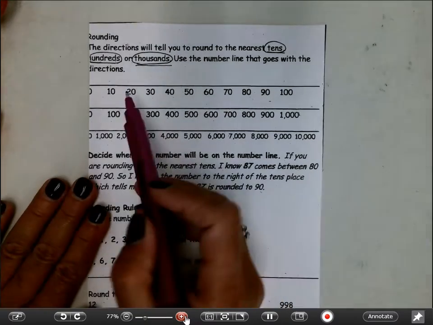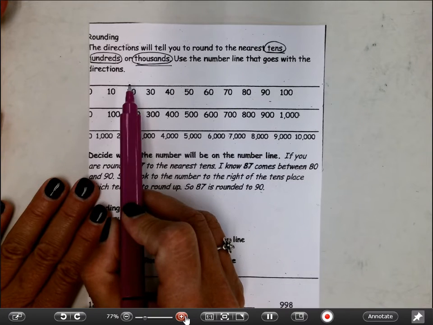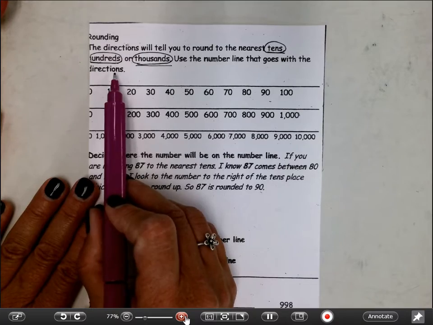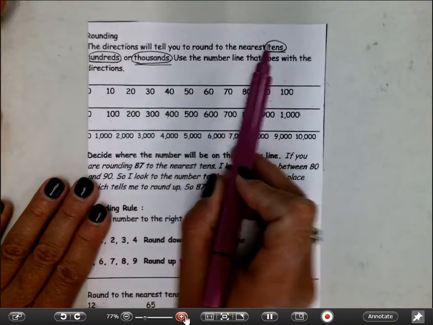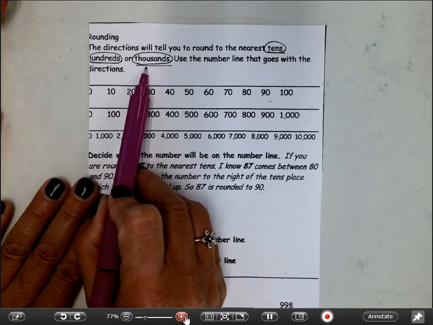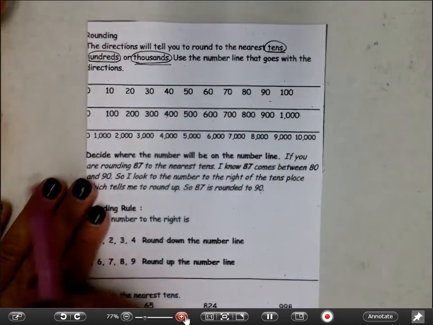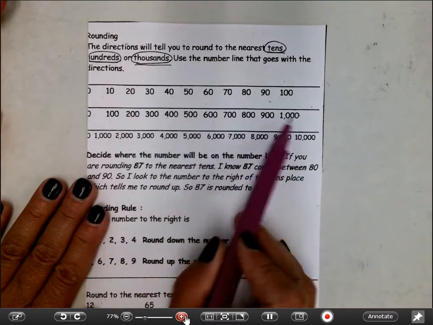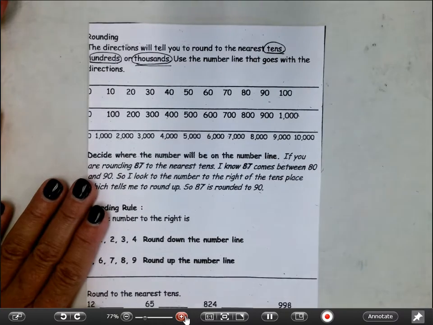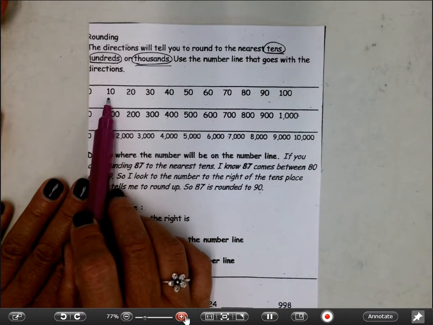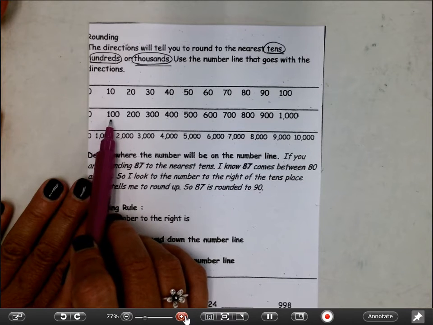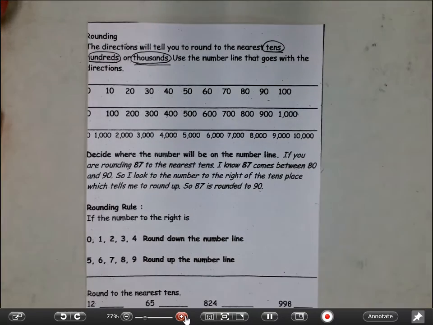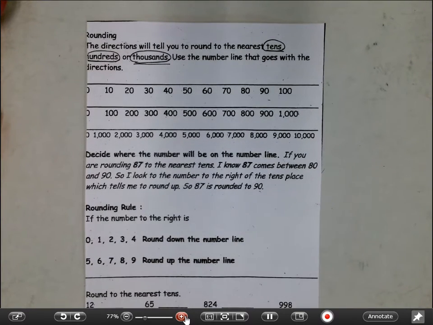Okay, so the very first thing we have to do, let's see if I can find some eyes up here so I know I've got your attention. Good job, thank you. You have to figure out, am I rounding to the tens? Am I rounding to the hundreds? Or am I rounding to the thousands? When we figure that out, we're going to use either the tens number line, the hundreds number line, or the thousands number line. Look at these number lines. What's this one counting by, Nick? Tens. What's this one counting by, Claire? Hundreds. Cam, what's this one counting by? Thousands. It's jumping either tens, hundreds, or thousands.